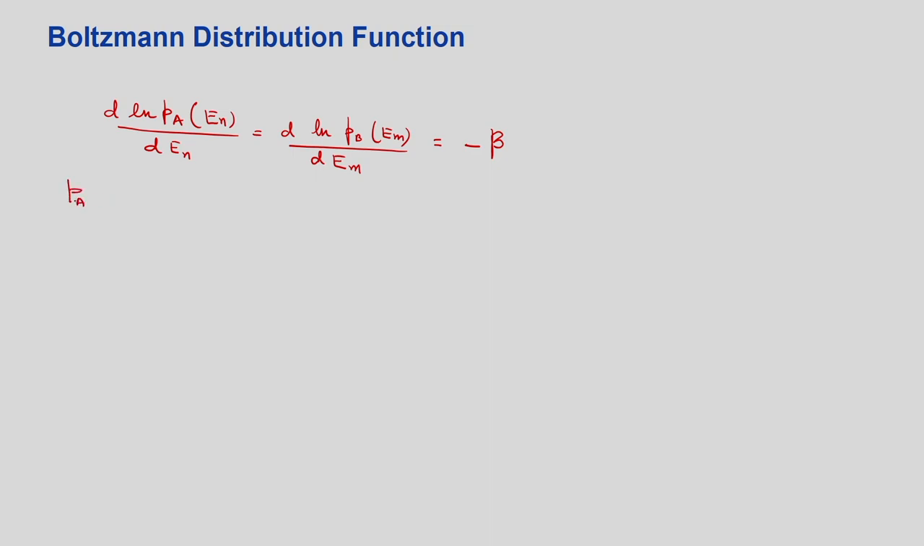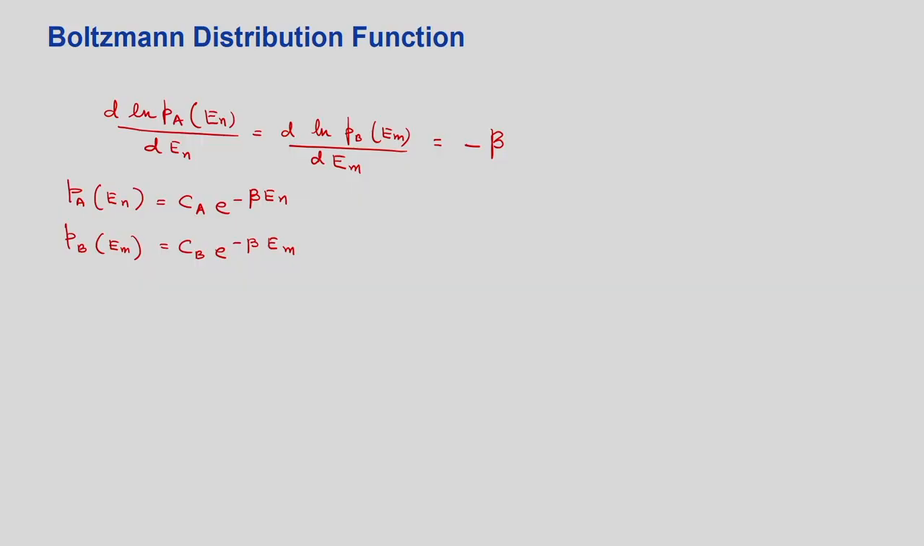If it is minus beta, I can write the individual probability in terms of beta. So Pa of En equals Ca, some constant, times e to the power of minus beta En, and Pb of Em equals Cb, some constant which is a property of B, times e to the power of minus beta Em. So each of these sides, LHS and RHS, have been equated to beta and we found an expression of probabilities Pa and Pb. Now I have the individual probability assigned in terms of exponential terms, that is minus beta En and minus beta Em.